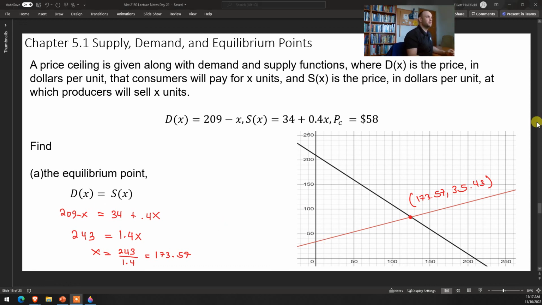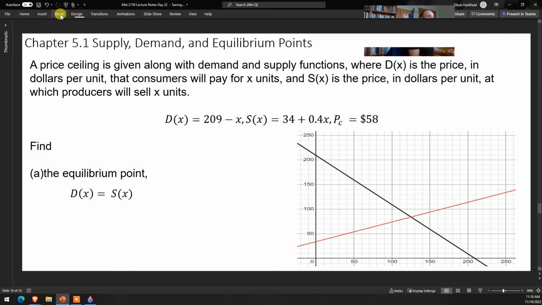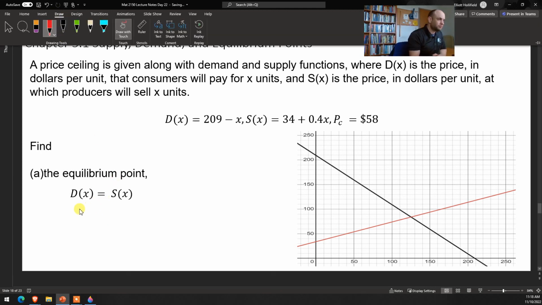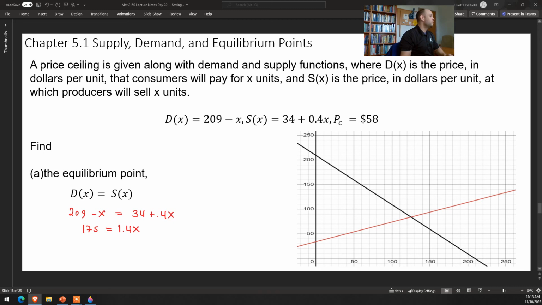I see an error here. Let's go back. Let's try that again and check our algebra. First we said 209 minus x equal to 34 plus 0.4x. Now we need to subtract by 34, which gives us 175. And add x, which gives us 1.4 times x. Now we divide by 1.4, and that gives us 125.